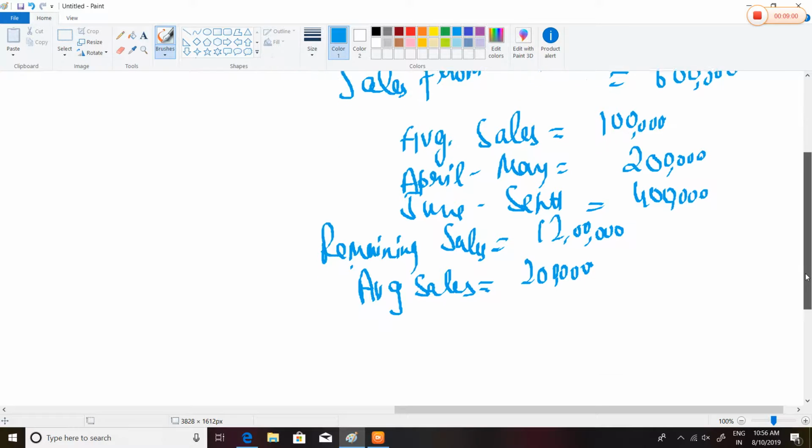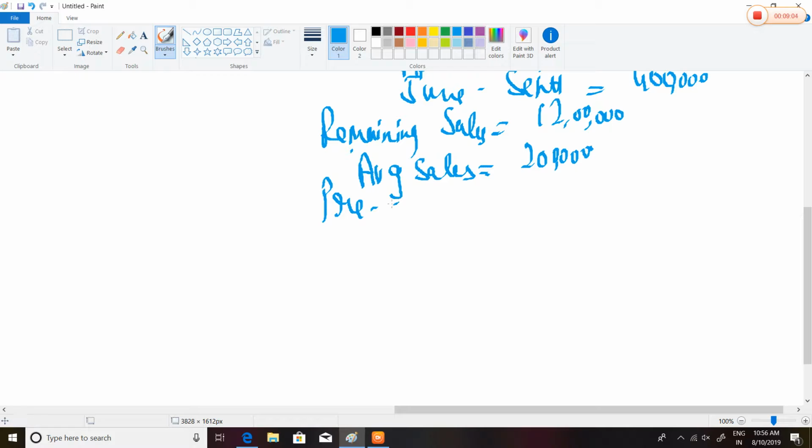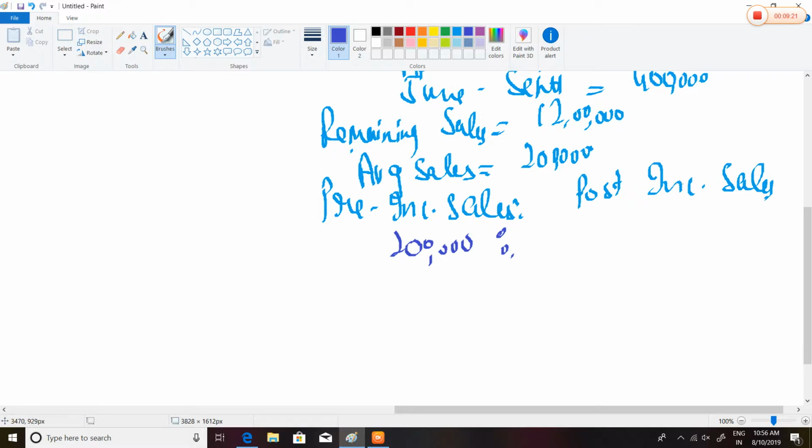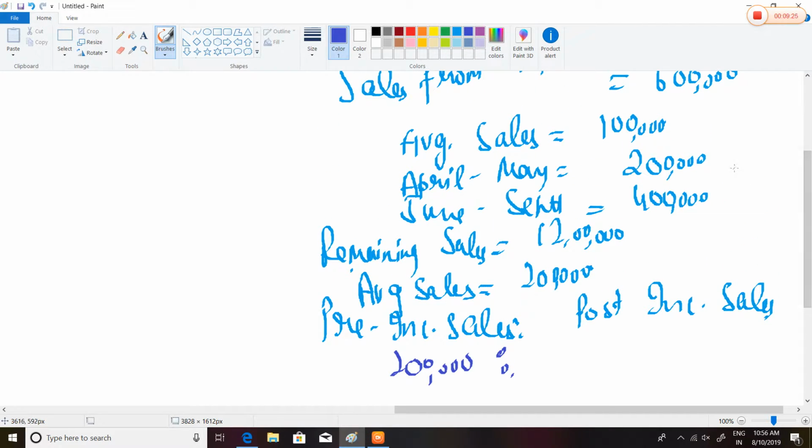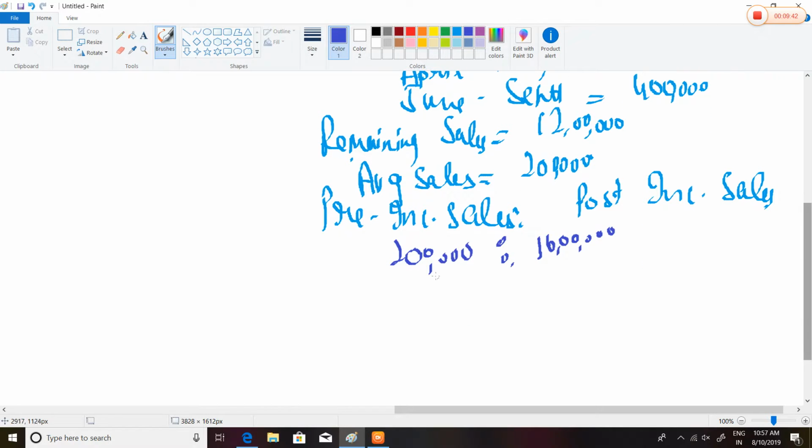Now, pre-incorporation sales to post-incorporation sales. Pre-incorporation sales is 2 lakhs, and post-incorporation is 2 lakhs for 6 months, this is 12 lakh, and 4 lakhs for 4 months. That is 16 lakhs. The sales ratio is 1 is to 8. Okay, sales ratio is 1 is to 8.